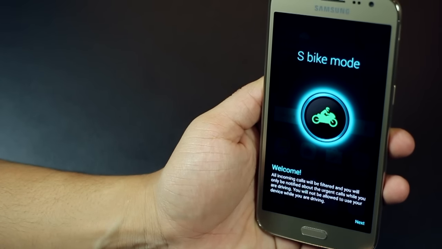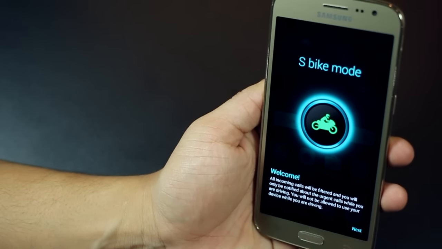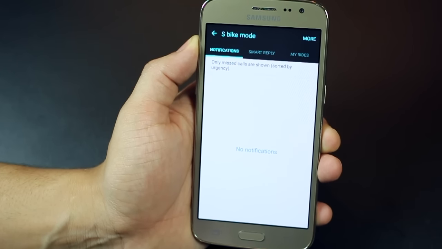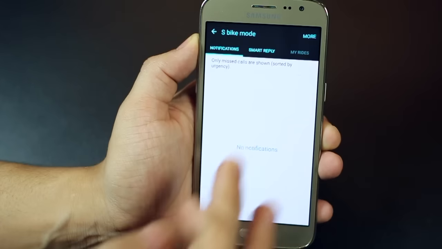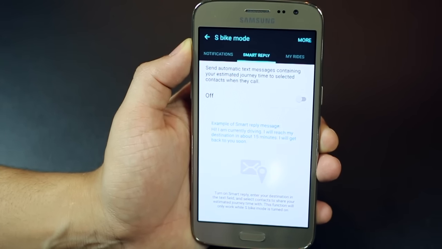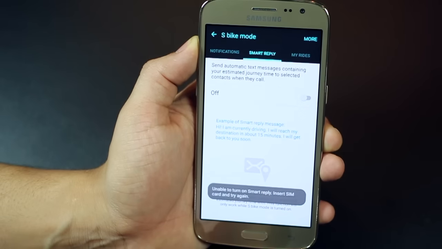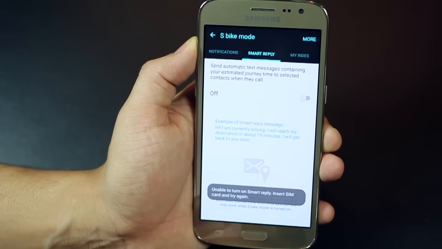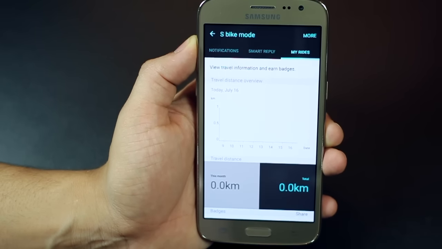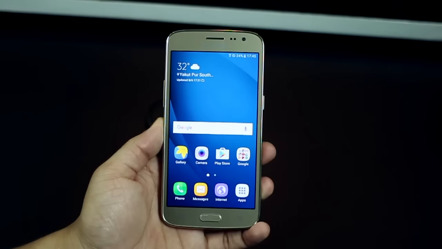And of course, belonging to the J series of Samsung smartphones, the phone ships with S Bike mode, which is a dedicated bike mode that lets consumers ride tension-free while encouraging responsible riding. Now, the S Bike mode's urgent call alert system notifies the callers through an automated answering machine that the user is riding and is unavailable to take calls. However, the callers do have the option to press 1 in case the call is urgent.